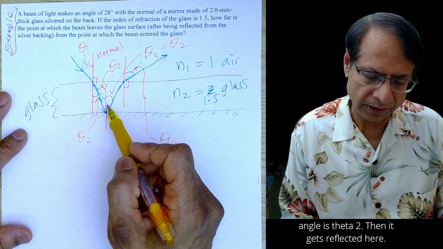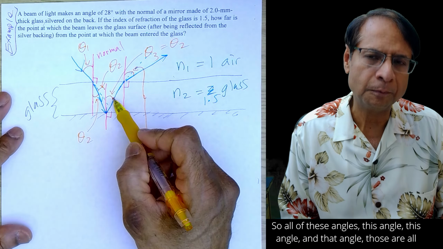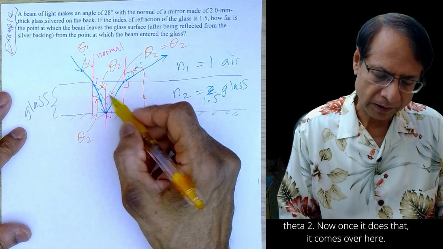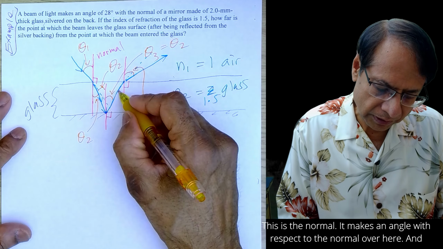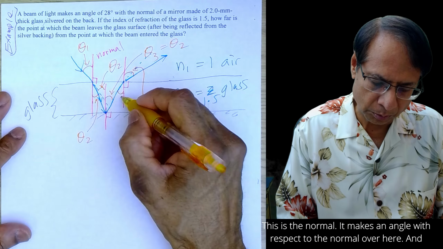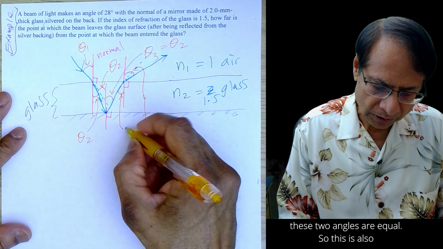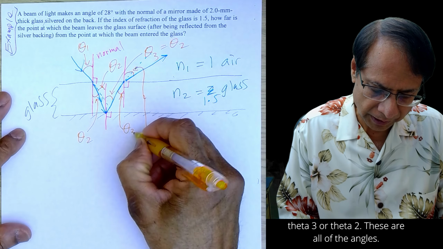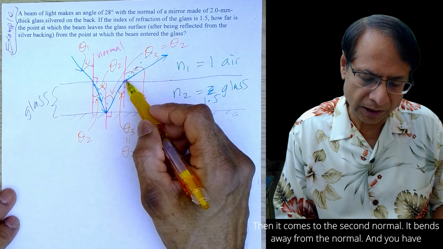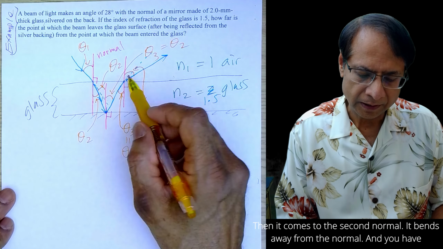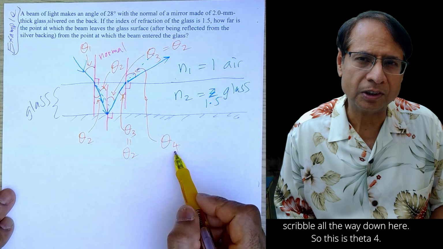Then it gets reflected here. So all of these angles, this angle and that angle, those are all theta 2. Now once it does that, it comes over here. This is the normal. It makes an angle with respect to the normal over here, and these two angles are equal. So this is also theta 3 or theta 2. Then it comes to the second normal. It bends away from the normal. And you have this final angle over here, which is theta 4.